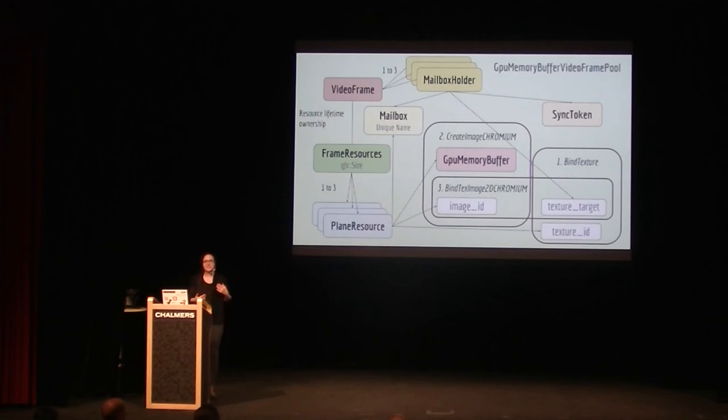Now, like I said, this is not generic, right? This is very specific to Chromium. And you bind that image to a texture target. And this code is in this class up there. And this is another thing that they love inside of Chromium. They love really, really long class names. So it's like if it could be a sentence, please. Okay, so this is a GPU memory buffer video frame pool. And this is what it does.